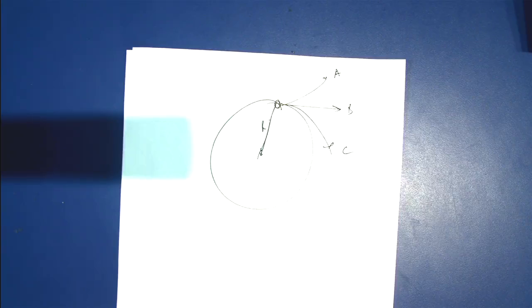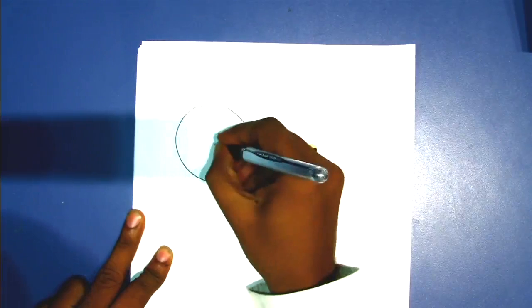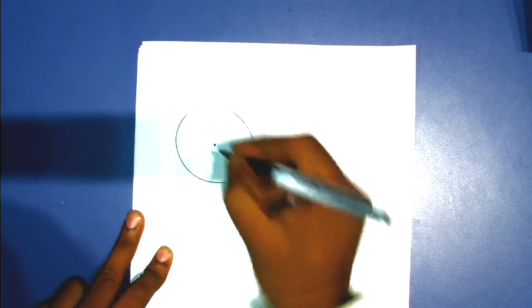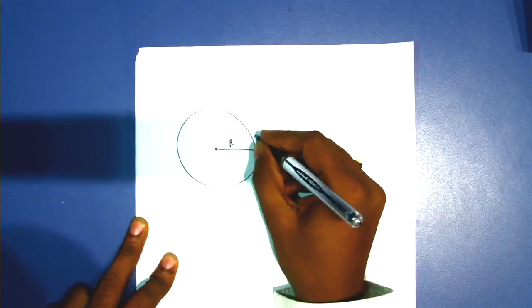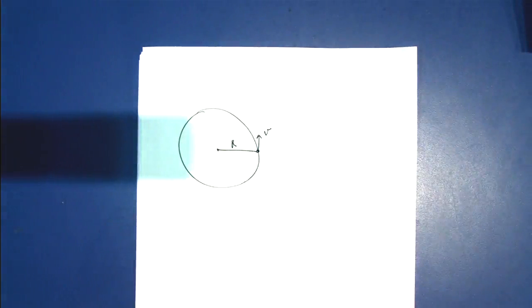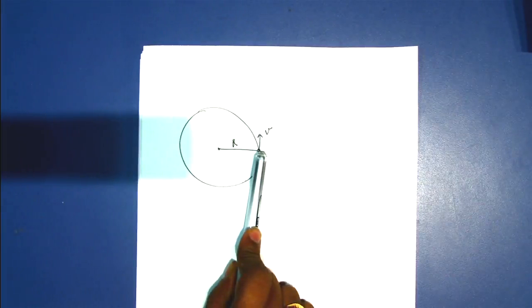For that, I am going to do a bunch of drawing, and you are going to try and follow along. So this is an object moving in a circle. The circle has a radius r. The object is moving with a constant speed v, and at every point in this circle, v is tangent to the circle. We all agree so far?